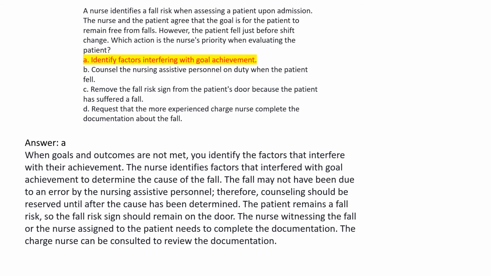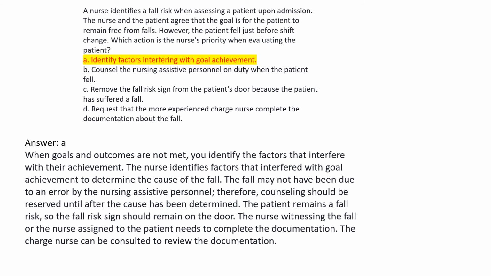Answer: A. Identify factors interfering with goal achievement. When goals and outcomes are not met, you identify the factors that interfere with their achievement. The nurse identifies factors that interfered with goal achievement to determine the cause of the fall. The fall may not have been due to an error by the nursing assistive personnel, therefore, counseling should be reserved until after the cause has been determined.